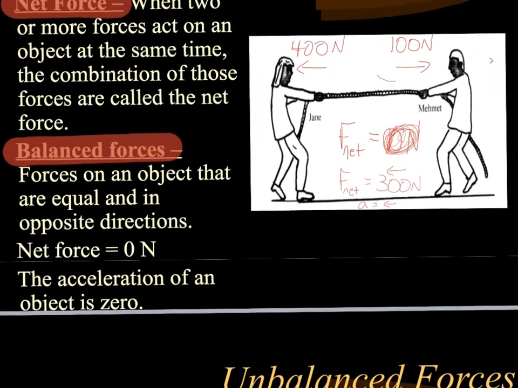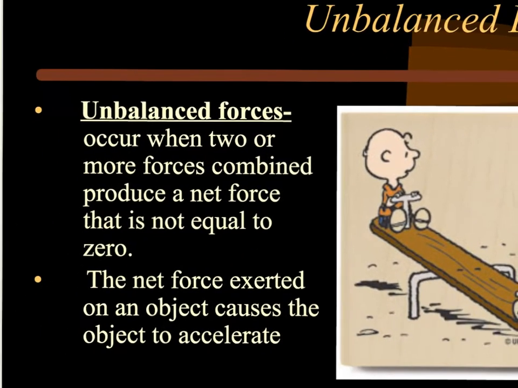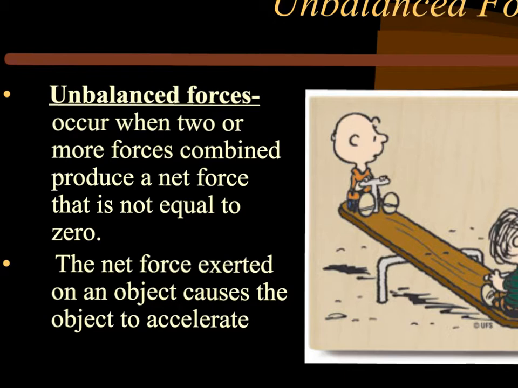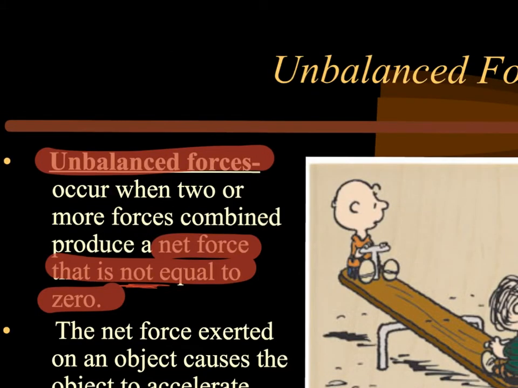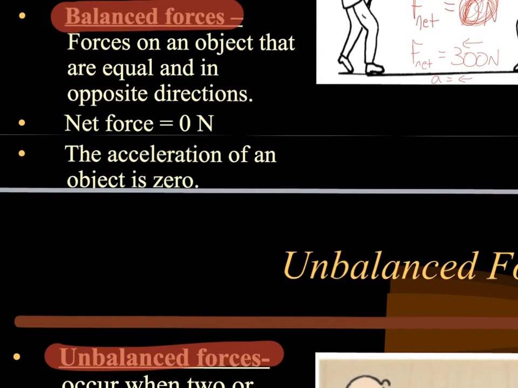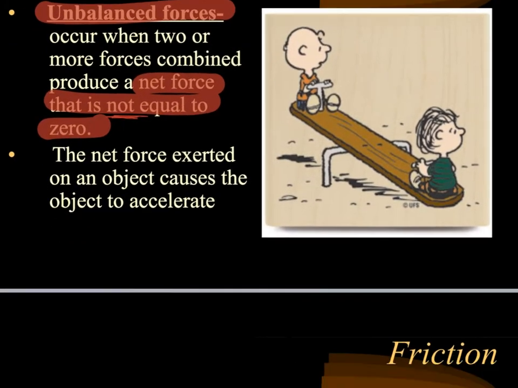All right, and so a balanced force would have been the previous example where they're equal. An unbalanced force occurs when there's a combination of forces that are not equal, when the net force is not equal to 0. A balanced force is when they are equal. So balanced force, net force is 0. Unbalanced force, once again, is not 0. They're not balanced. They're not the same.